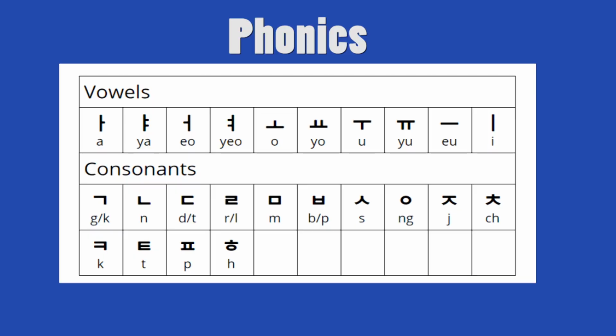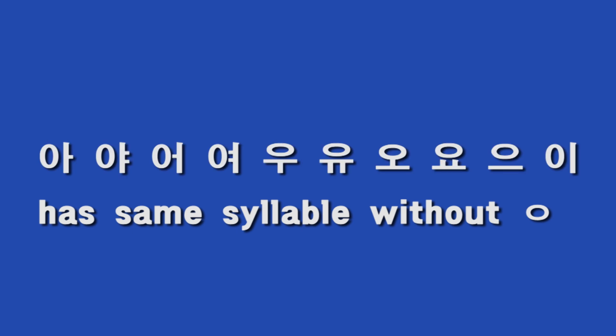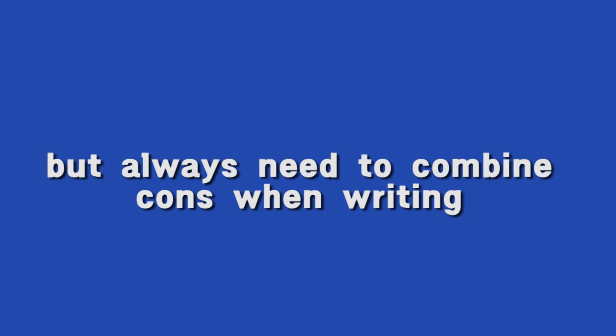For the vowels, the phonics itself makes the sound. For instance, starting from the beginning: a, ya, o, yo, u, yu, i. This sounds the same if you combine the consonant ㅇ with the vowel. Basically, with the ㅇ or without the ㅇ, the vowel sounds the same. But you don't write a vowel by itself. You always need a consonant. Every word, every character needs to be combined with consonants.